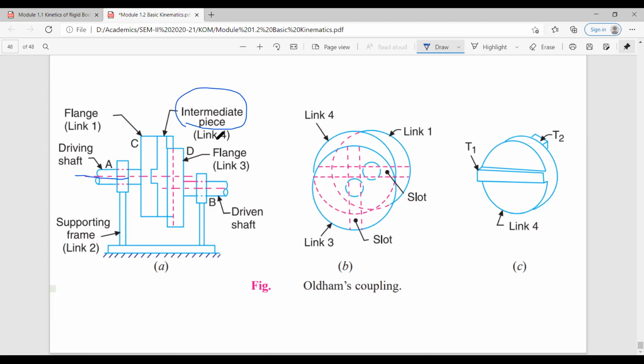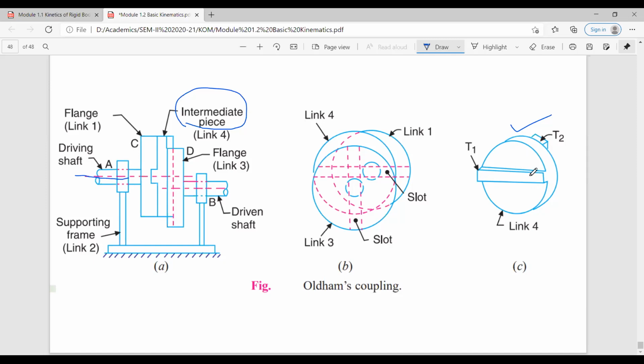You can say this link 4 is your slotted frame, slotted plate. Okay, so now see how this intermediate piece, that is slotted frame, has been inverted in shape. It is shown here, link 4. Here it is a circular plate, you can see intermediate piece. And instead of making a slot in there, this teeth is provided over it, which is called the tongue of the intermediate piece. Means instead of giving it a cavity, we have given it a projection which is coming out of its surface. So we have inverted the shape of link 4, that is slotted plate.